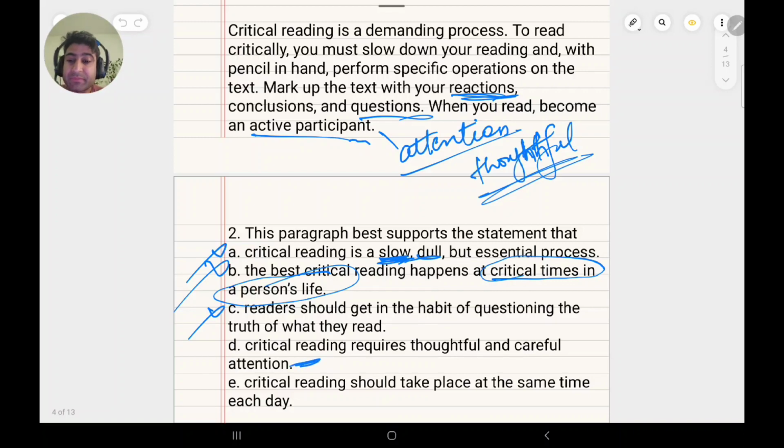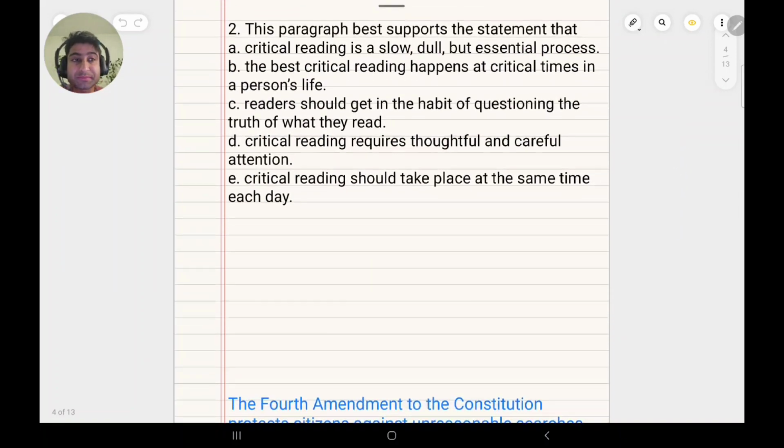It could be that critical reading should take place at the same time each day. There's nothing about the timing of the day. Nothing has been mentioned. This is the particular line which they have kept as an option. So according to me, the answer would be this one: critical reading requires thoughtful and careful attention. I hope you guys are understanding the point, right? Now, take a long breath. Let's jump to the next topic.